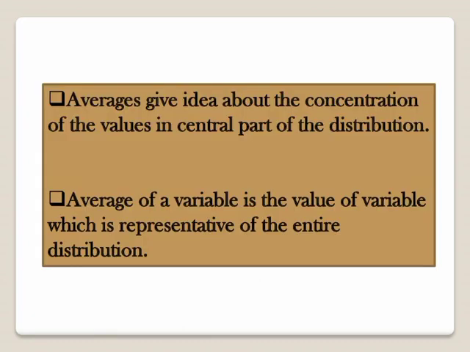Averages give the measures of central tendency of the data. They give an idea about the concentration of the values in the central part of the distribution. The average of a variable is the value of the variable which is representative of the entire distribution.